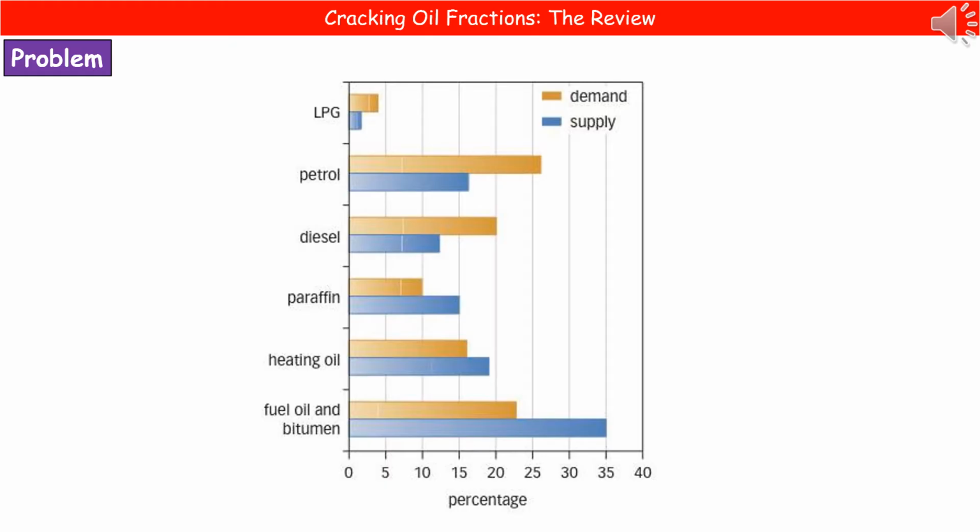As you look at it, hopefully you can see that the demand for certain fractions, like our petrol and diesel, is greater than the supply we have. Whereas for the paraffin, the heating oil, the fuel oil and bitumen, the opposite is true. The supply is much greater than our demand.